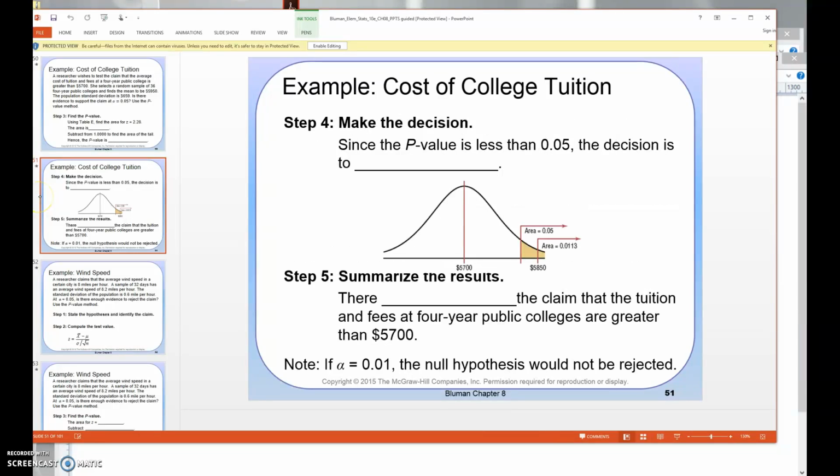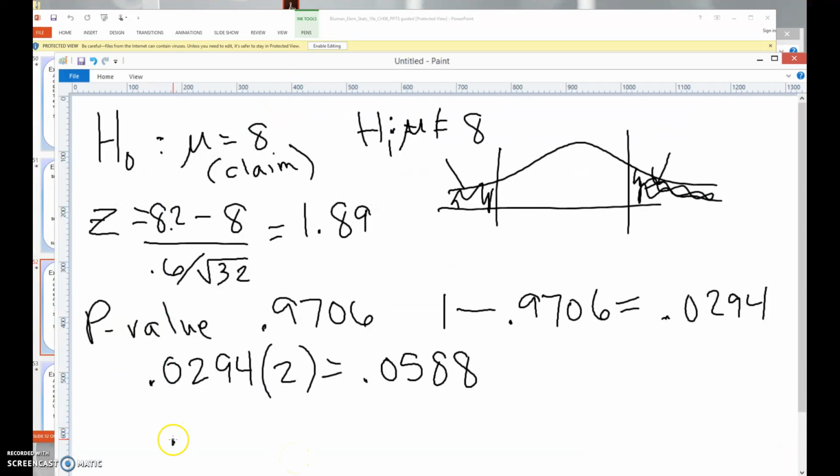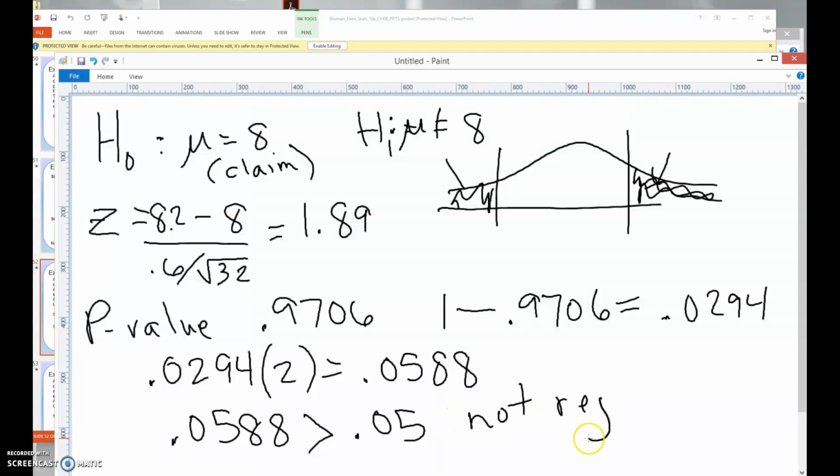Okay? Now, we're going to compare our p-value to our alpha value. Going back to my problem, my alpha value was 0.05. So we compare 0.0588 to 0.05. You'll notice that our p-value is greater than 0.05, and because it's greater than, that means it did not fall in that space. We're going to then not reject. If it was less than that, then we would reject the claim.